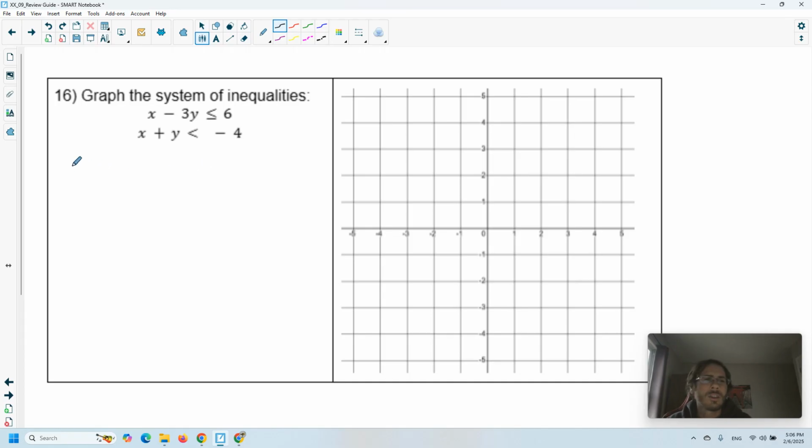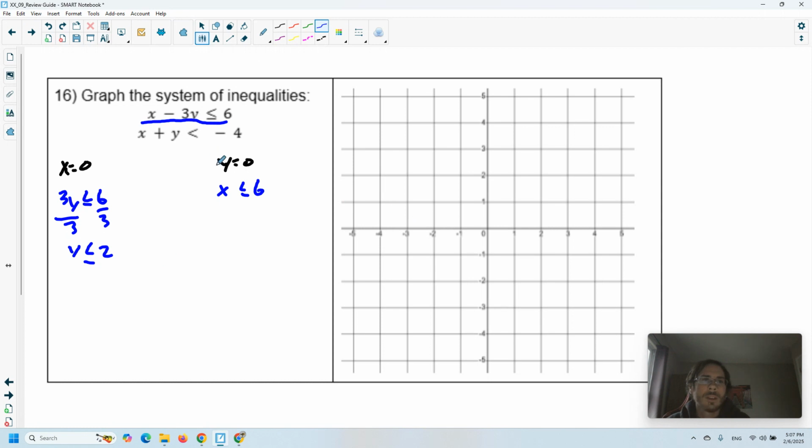I guess we'll just get the intercepts and logic it out. So if x equals 0, and then we'll do if y equals 0. For this equation, if x is 0, we get 3y is less than or equal to 6. Y is less than or equal to 2. And then if y is 0, these would cancel out. So x is less than or equal to 6, and that's already solved.